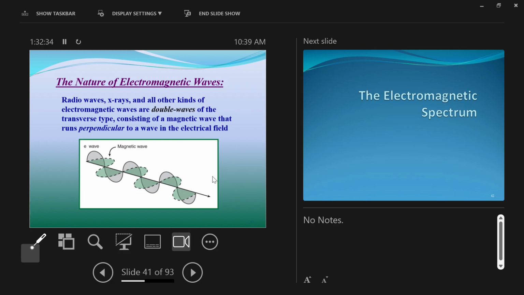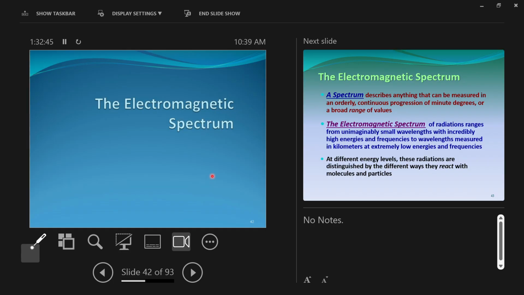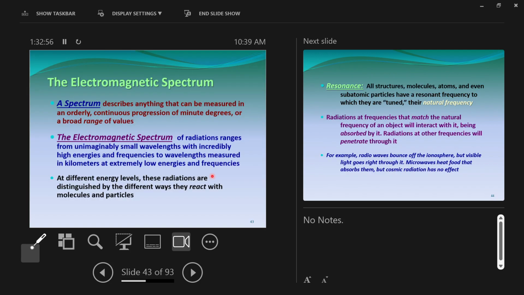Affecting frequency. Okay, so a little movement, long wavelength. A lot of movement, short wavelength, okay? We call all of these possible different wavelengths the electromagnetic spectrum. A spectrum is anything that can be measured in orderly, continuous progression from big to small.